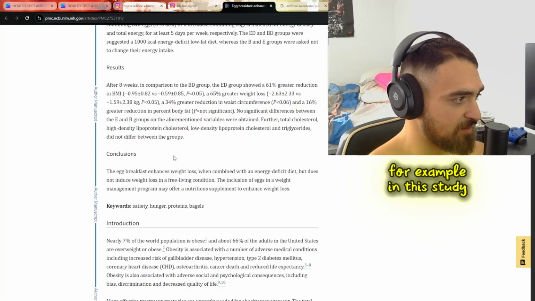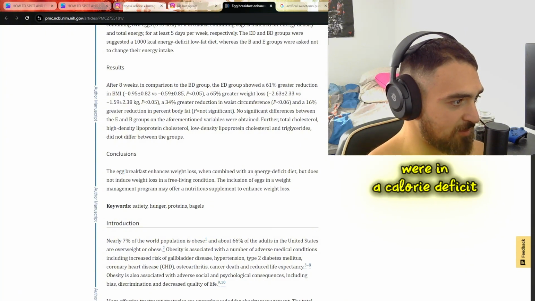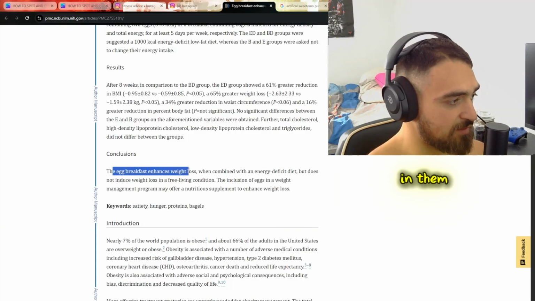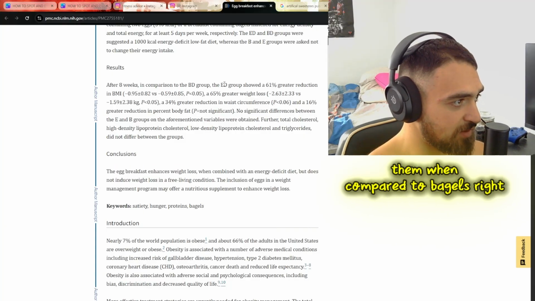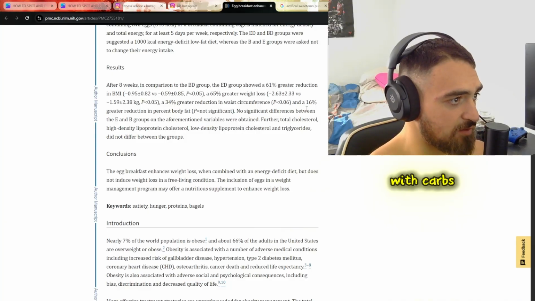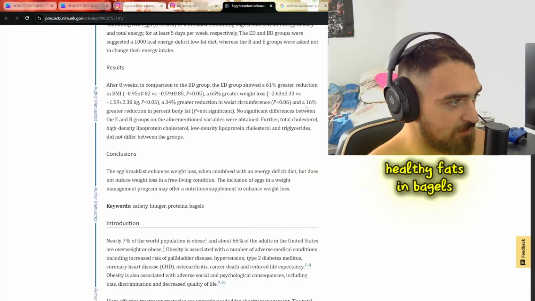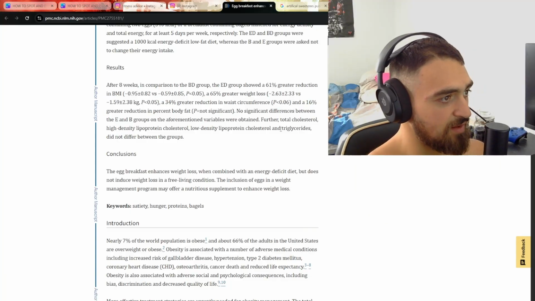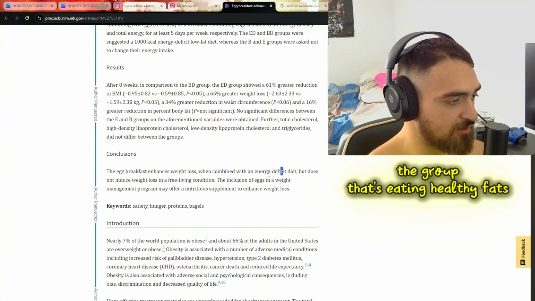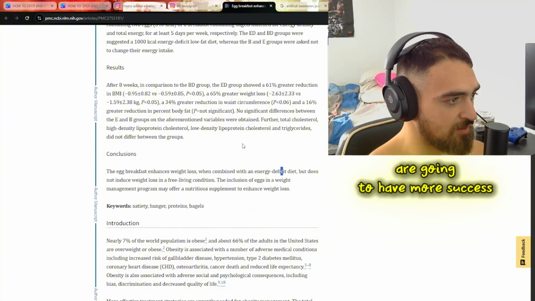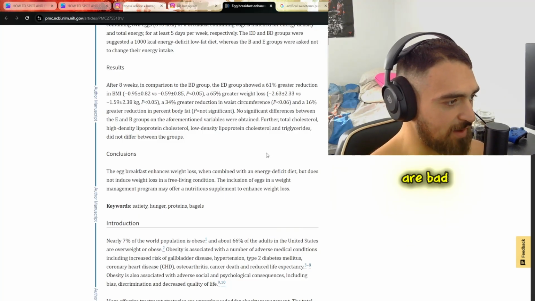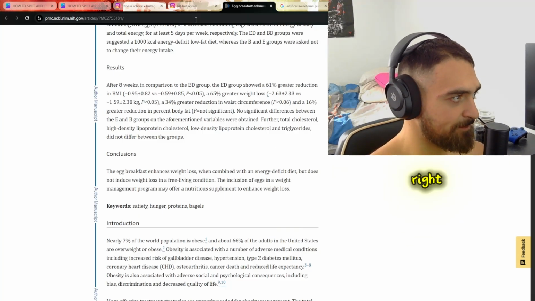For example, in this study, it probably helped because they were in a calorie deficit. And eggs have good protein in them. They have healthy fats in them. When compared to bagels, right? Bagels are just carbs. Nothing wrong with carbs, but there's no protein or healthy fats in bagels. So obviously, when calories are controlled, the group that's eating protein, the group that's eating healthy fats are going to have more success. But all of that context and nuance is required. We cannot just be like, bagels are bad, eggs are good. Right?